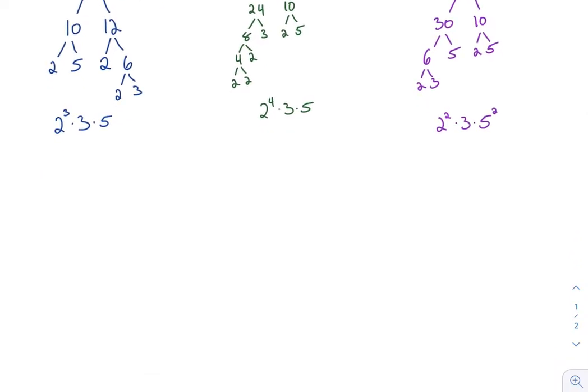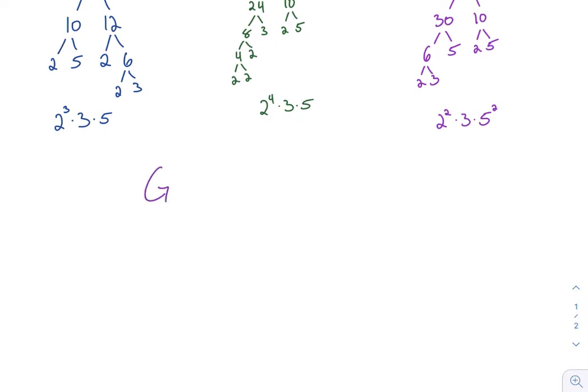So what I like to do is I'll sit here and I'll say, okay, I'm finding my GCF, and that's going to equal, and then I look at the first factor, 2. I have 2 cubed, 2 to the fourth, and 2 squared. It shows up in all three of them, so it is common, but the smallest exponent on any of them is 2. So that's the one I want to take. I'm going to take the 2 squared from the purple one.